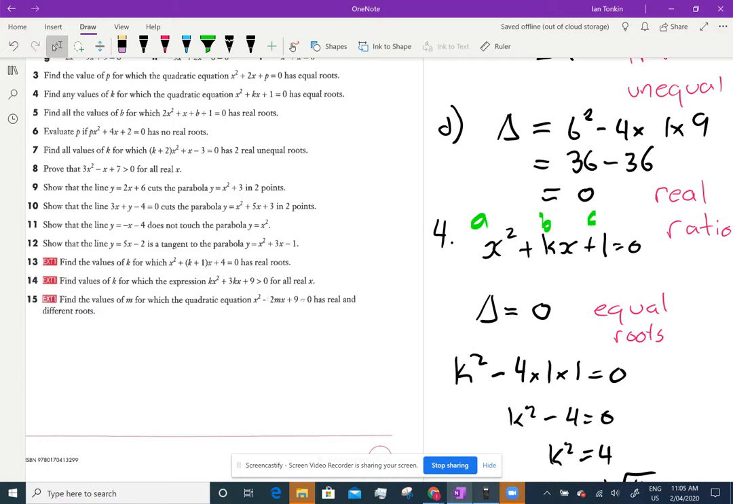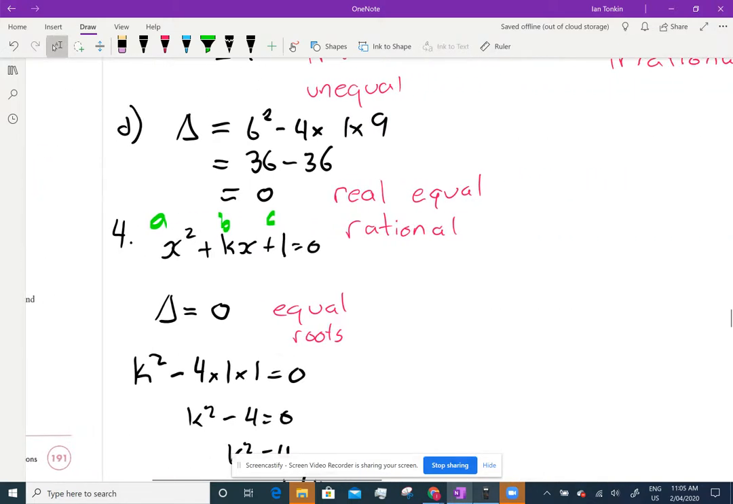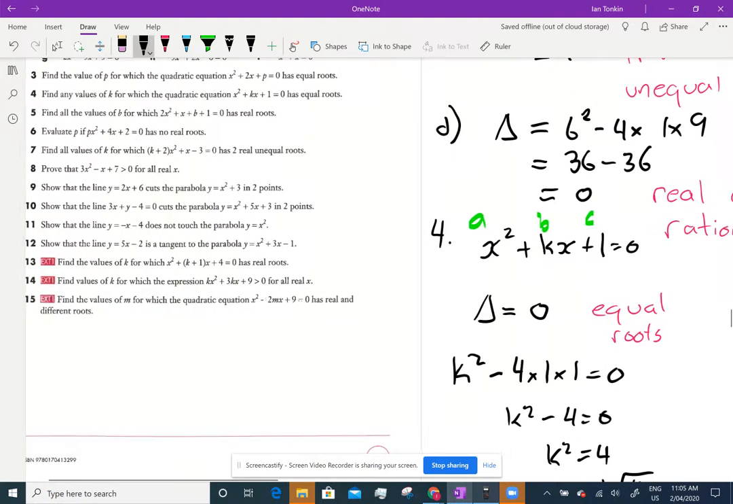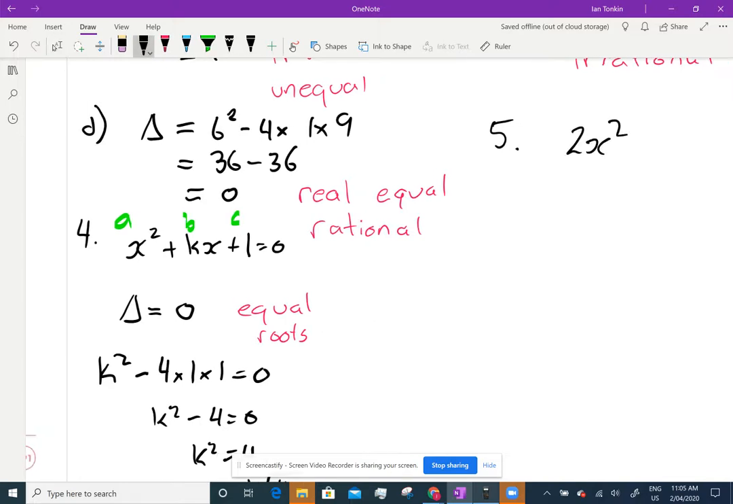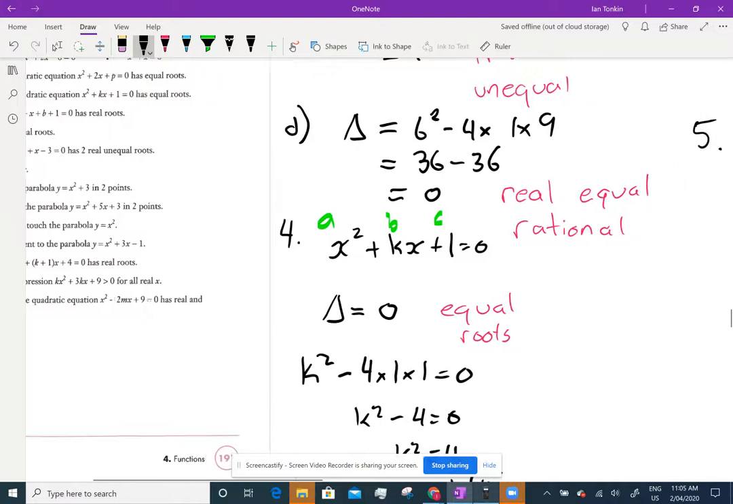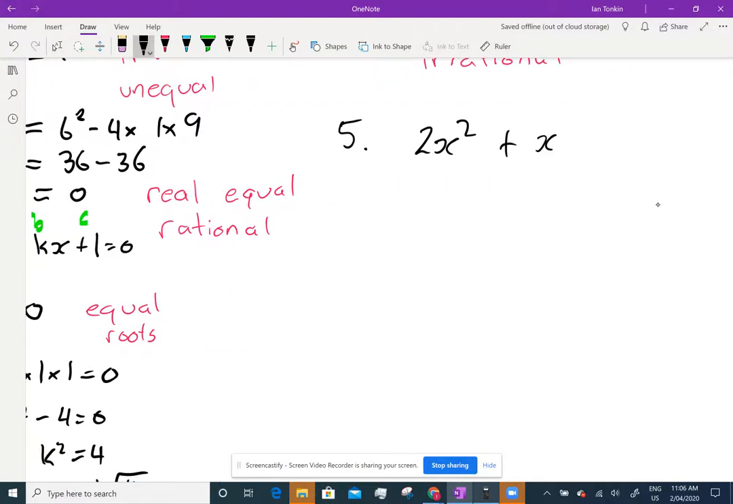If I go 5, I'll do 4, 5, 6, and 7. You have a go first. So if I go 5, find the values for b for which it has real roots. What do we got? 2x squared plus x plus (b plus 1) equals 0. So that's my a, that's my b, there's a 1 in front of there, and my c is all of that, and you should put it in parentheses. Your c is the b plus 1.